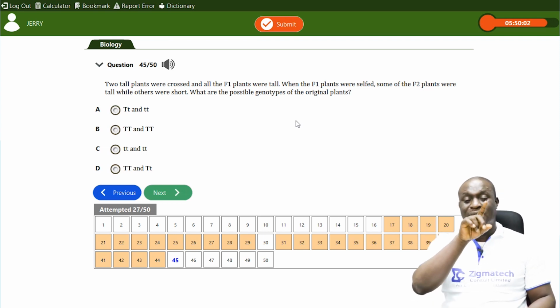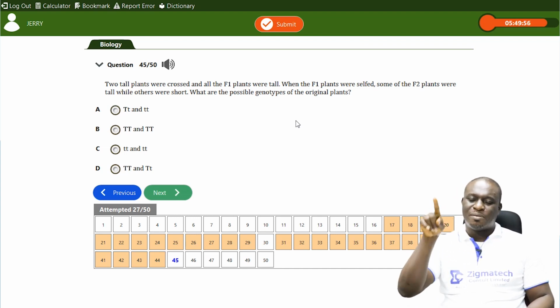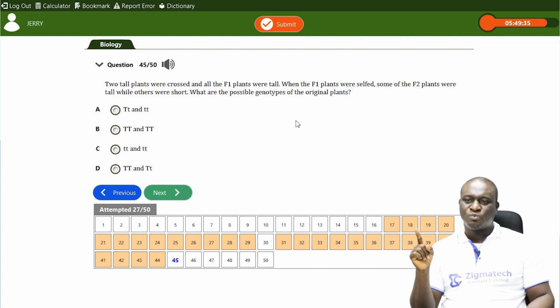So we can have a heterozygous tall plant, which is big T, small t, crossing with a big T, small t. Now once they cross, we have big T big T, we also have big T small t, big T small t, and then one plant that is short, small t small t. Now, they ask the question, what is the possible genotype of the original plant? Now, from the options that are given here, the correct answer is not here.